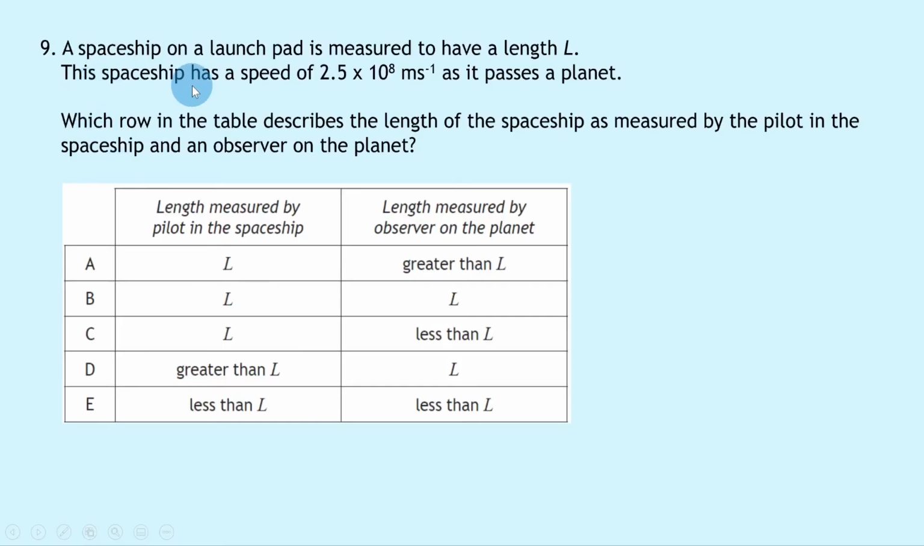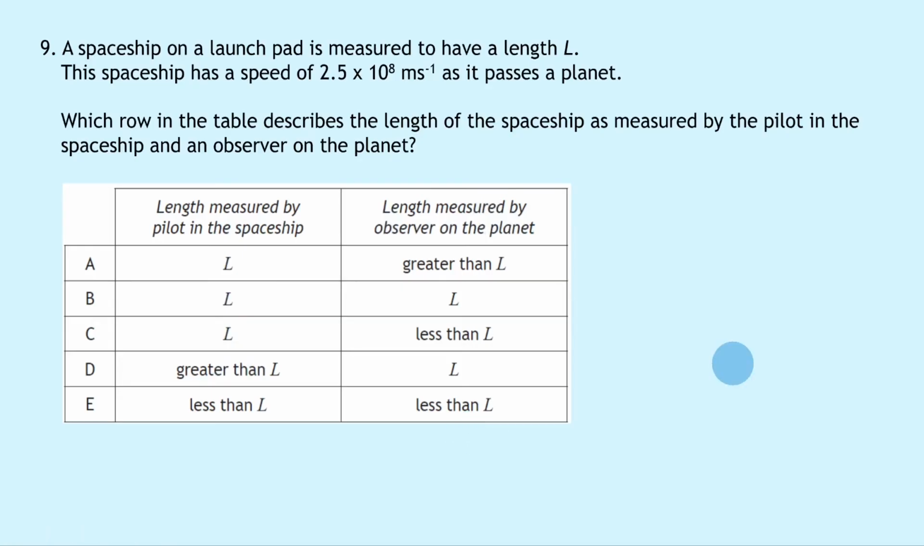Question 9 says a spaceship on a launch pad is measured to have a length L. This spaceship has a speed of 2.5 times 10 to the 8 meters per second as it passes a planet. Which row in the table describes the length of the spaceship as measured by the pilot in the spaceship and an observer on the planet? So you can see the options here for the length measured by the pilot in the spaceship and by the observer on the planet. We have L, greater than L, and less than L.